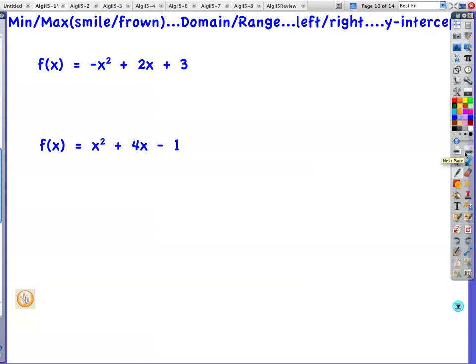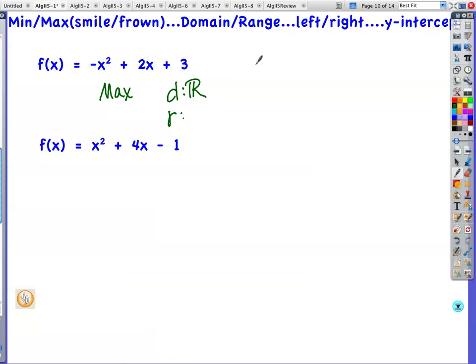Okay, let's see here. I got min, max, which means smile or frown. So if you already know this is going to be frowning, then I know I'm going to have a maximum. Okay, domain and range. Your x value. Domain, I'm going to put down D, is always, always, always for these parabolas going to be all reals. Sorry, I'm losing my mind. The range, we need to find the maximum. We need to find the minimum in whichever case it's going to be.